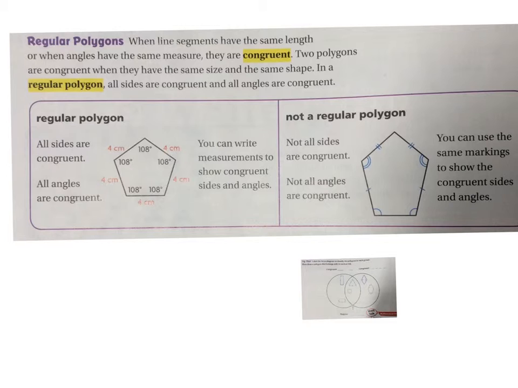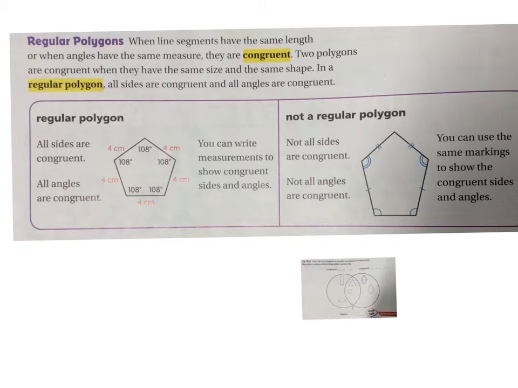Now that you know the different polygon names, you need to know that there are special polygons called regular polygons. It doesn't mean that they're more normal or more boring or not as special. In fact, they're more special. Regular polygons are polygons that have the same angles, and all the sides are the same length.